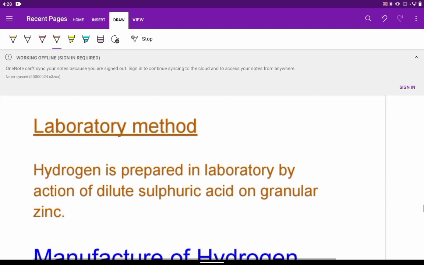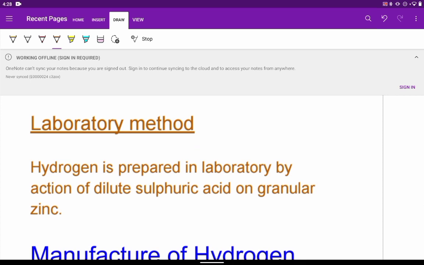In the laboratory, hydrogen can be prepared by the action of dilute sulfuric acid on granular zinc. So this is the reaction of a metal with a dilute acid, which we have already seen. Here when zinc reacts with sulfuric acid, we get zinc sulfate and hydrogen gas will be liberated.